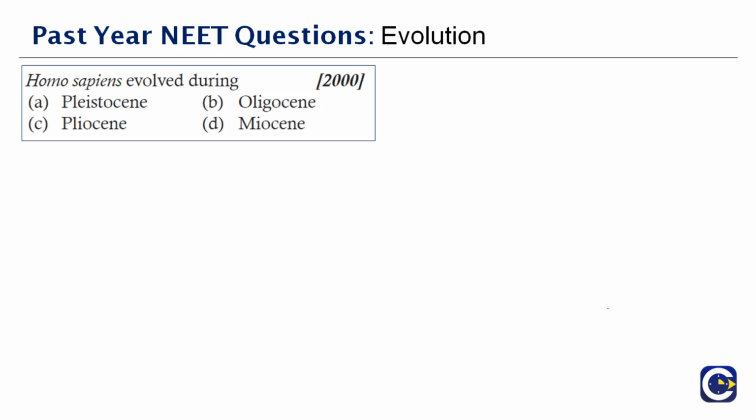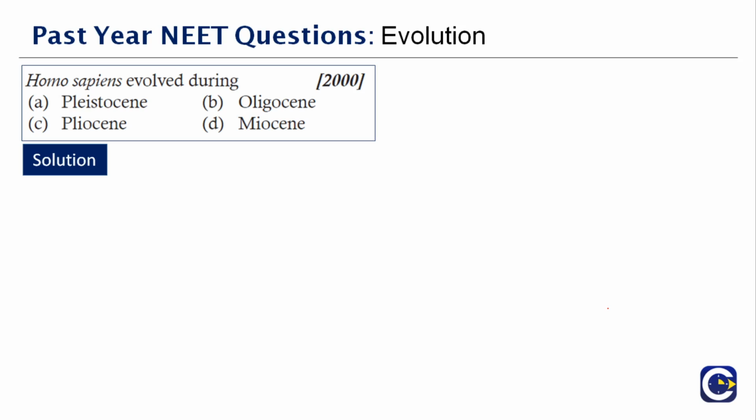Next question here. Homo sapiens evolved during dash. This question was asked in the year 2000. So we have Pleistocene, Eocene, Oligocene, and Miocene. The right answer is option C, Eocene.